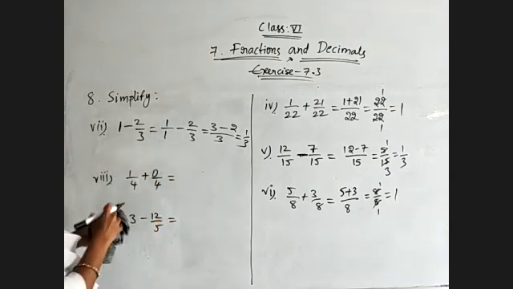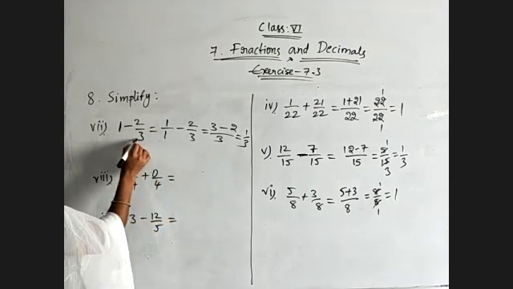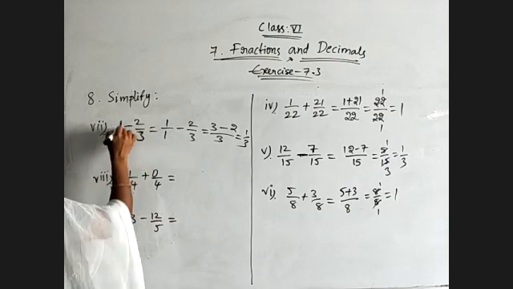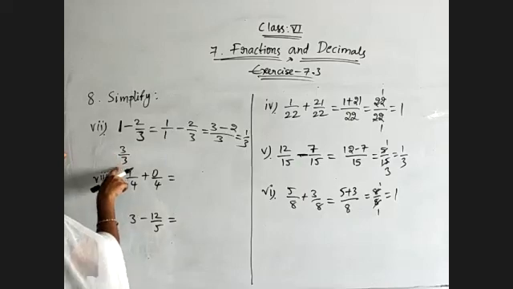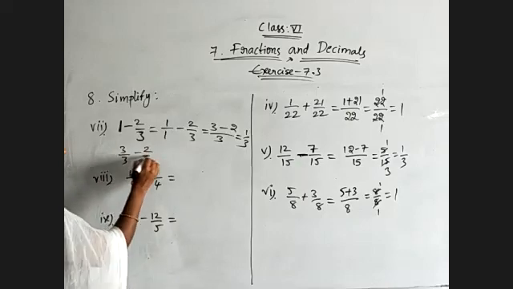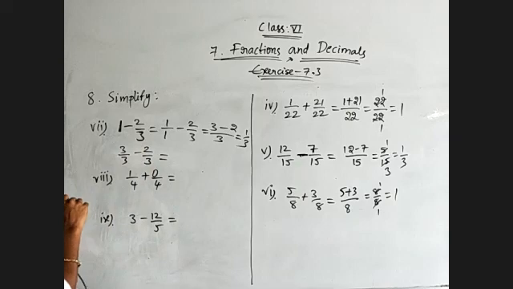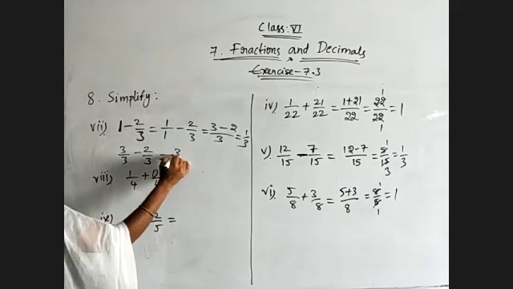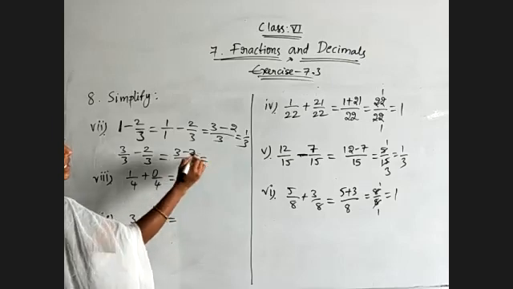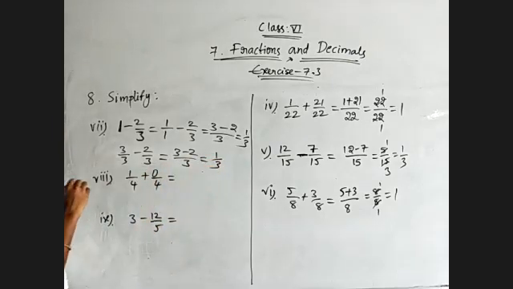So this is one way. Otherwise, because here the denominator is 3, we can write 1 as 3 by 3. So 3 by 3 minus 2 by 3, that is 3 minus 2 by 3, which is nothing but 1 by 3. Like this also we can write.